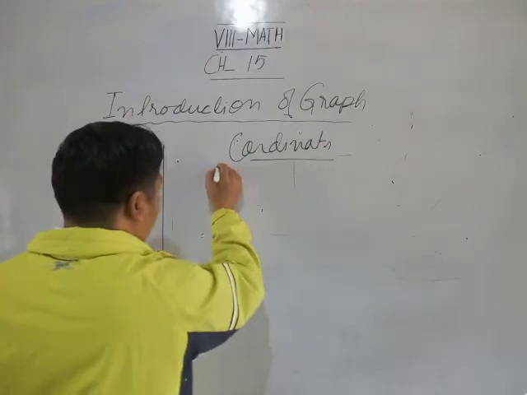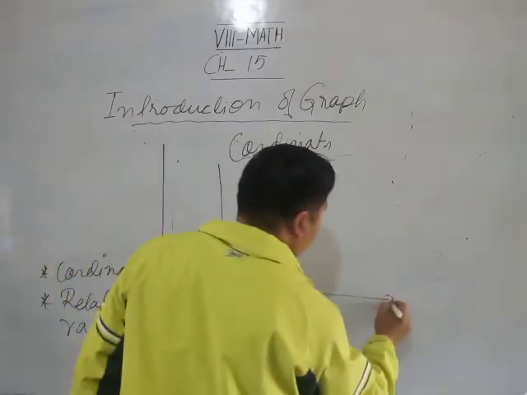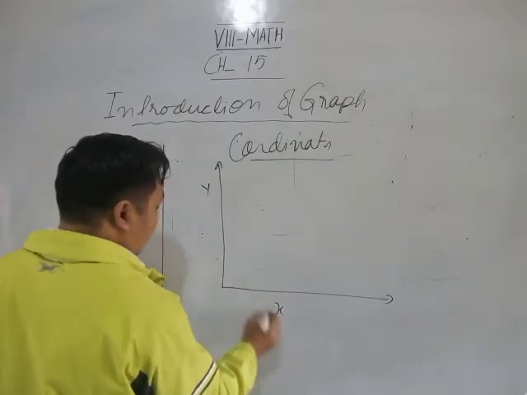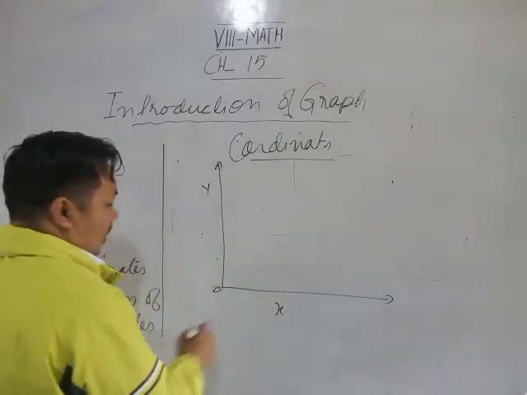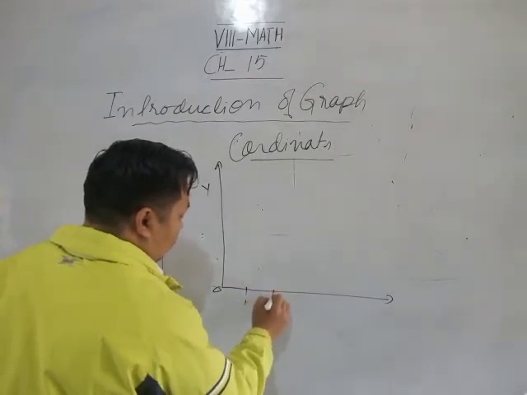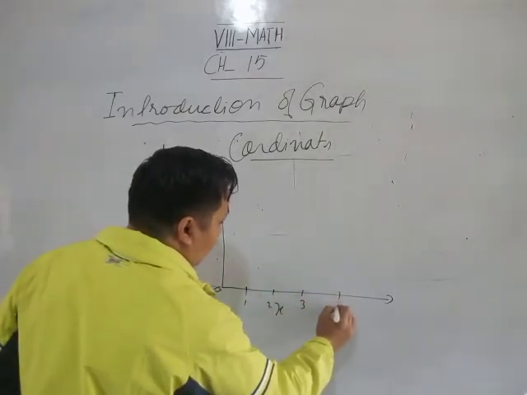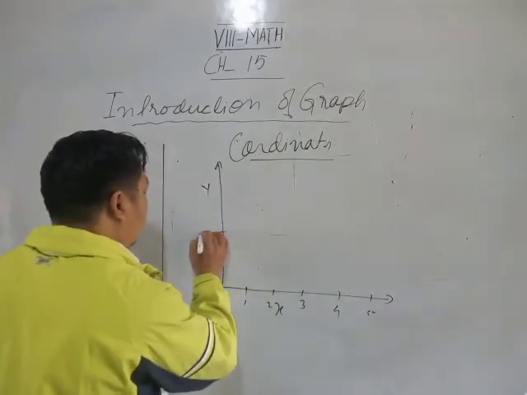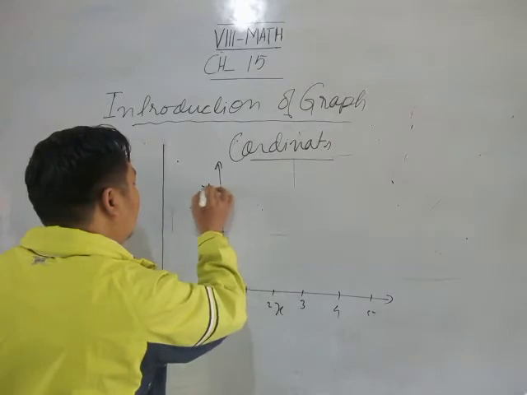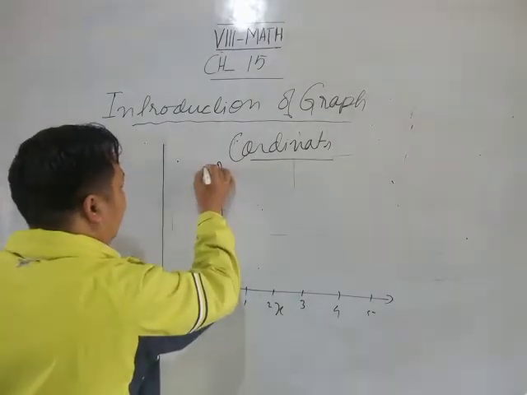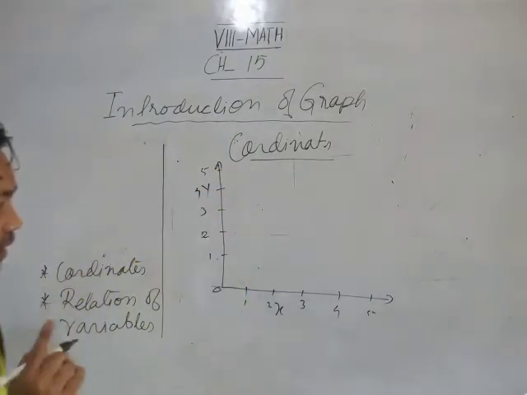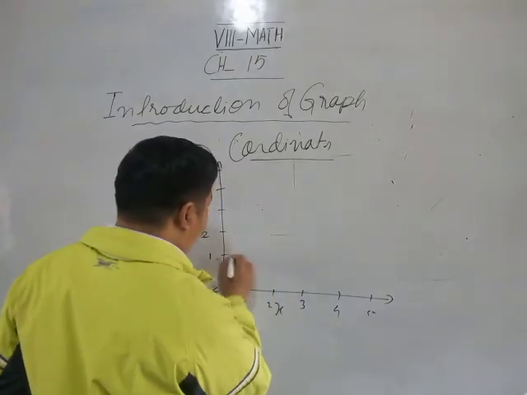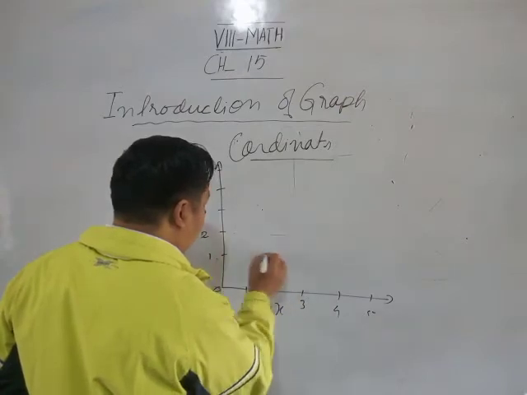Coordinates. Okay, so I'll draw the line like this. This is the y-axis, this is the x-axis, you know that, isn't it? Yes. So this is the origin. Now let's say this is 1, 2, 3, 4, 5, and the same marking here also, 1, 2, 3, 4, and 5. Right. So now you see, my dear student, what coordinate means. When you draw the graph, there will be a point in the graph.